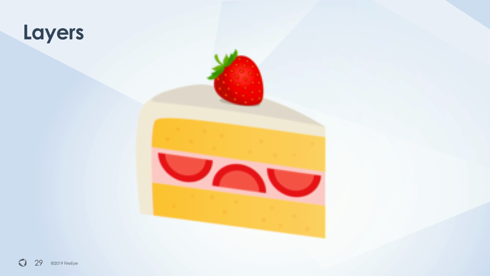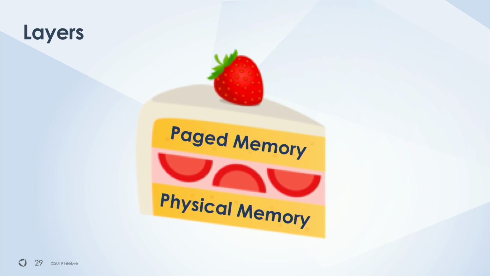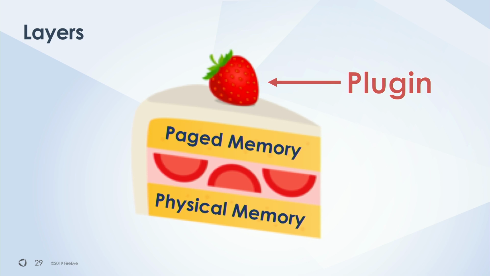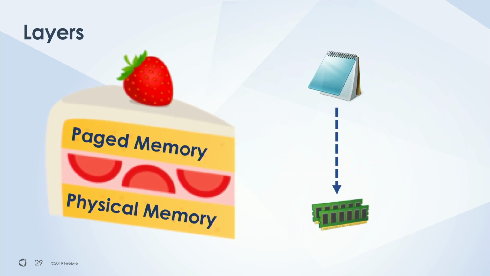And here, each layer is an address space, and each layer deals with a very specific type of memory. And if you're wondering, the little strawberries are plugins, so they interface with all these layers. All right, so this stack of layers is responsible for translating virtual memory all the way down to physical memory.